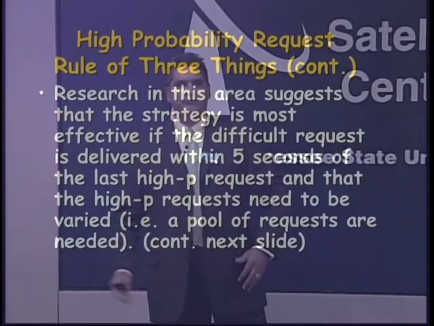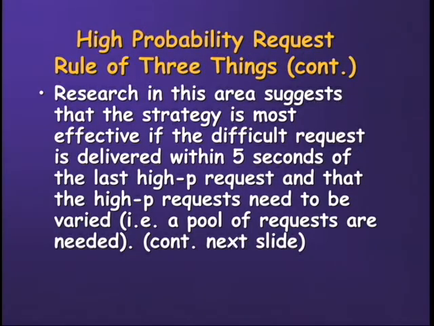But here's how a high P request would work, okay? A high P request would work something like this. You deliver 2 non-contingents to 1 contingent. The non-contingents are not contingent upon the task. For example, you are teaching math, and you want Tamika to complete a 20-word math problem. And we know that Tamika is not going to do it.